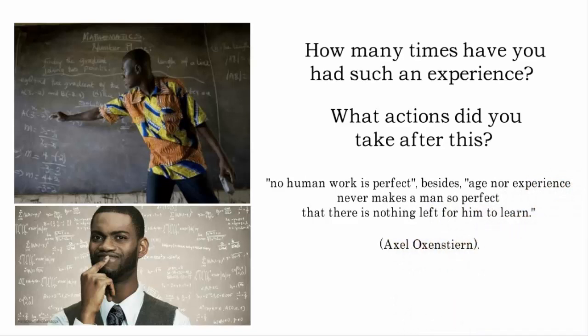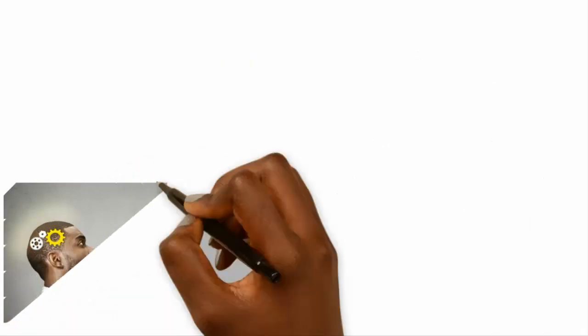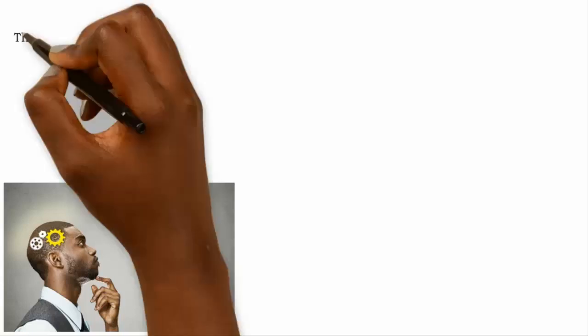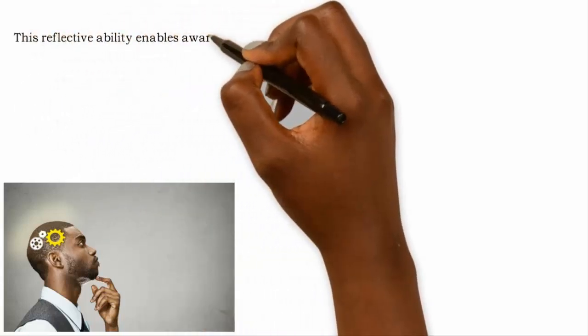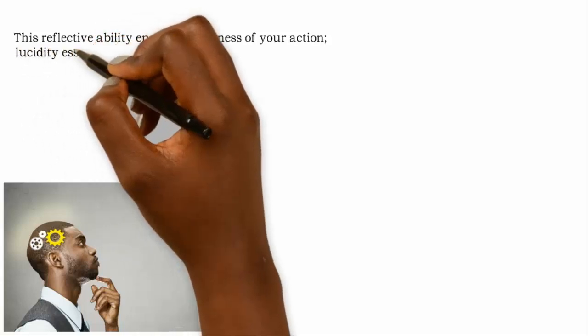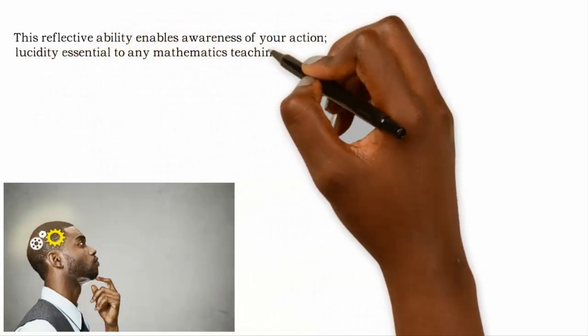Axel Ozenstian. Learning to self-assess is to have a critical look on yourself based on negotiated and appreciated judgment criteria, leading to relevant and efficient decision making. This reflective ability enables awareness of your action and lucidity essential to any mathematics teaching activity.